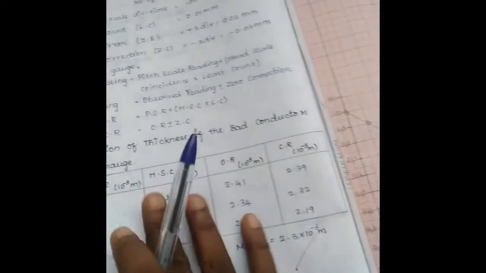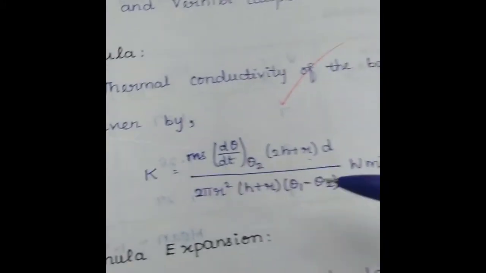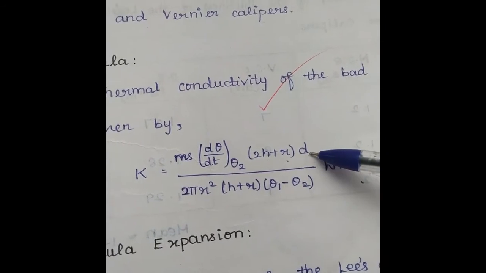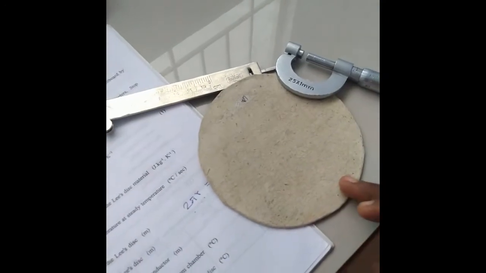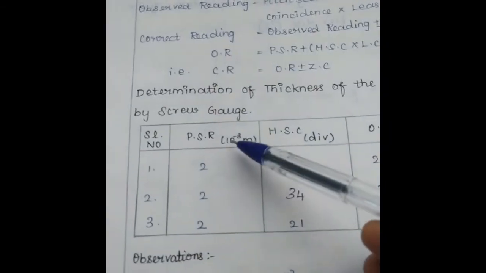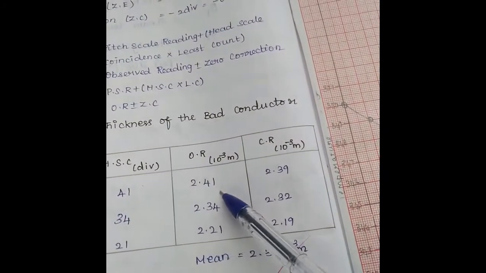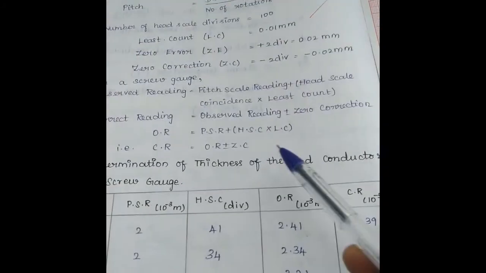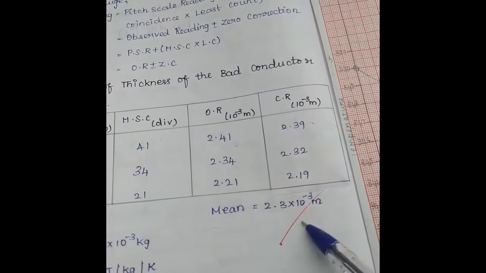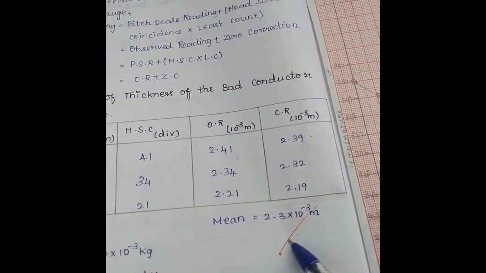And the third variable you need to use here is the thickness of the cardboard, which is given by this d. This d represents the thickness of this bad conductor, which you can measure using a screw gauge. You can use the screw gauge to find the thickness of this bad conductor. Again you have to find the thickness by keeping the screw gauge at 3 different places. You need to observe the pitch scale reading and the head scale coincidence. You need to calculate the observed reading as well as the correct reading after finding the zero error and zero correction, which is written over here. And you can find the mean value, that will give you small d, which represents the thickness of the bad conductor.